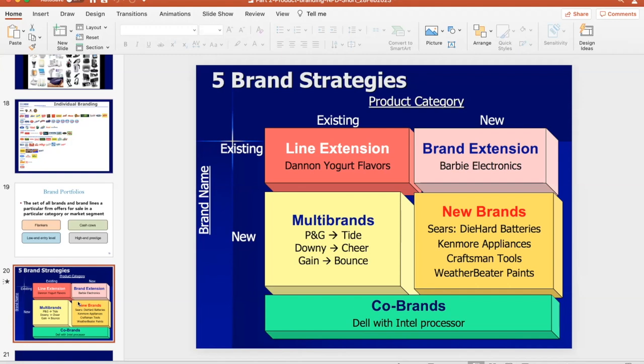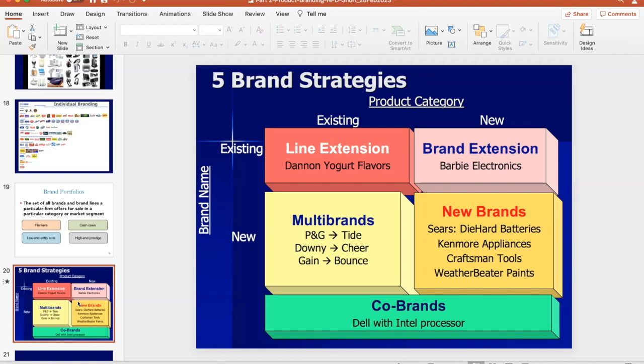So it's like Barbie video games, Barbie dolls, Barbie clothing. And so what you would do is keep the brand, but for different categories of product that you'll be making. Then you will have the existing category with new brands. So you sell the same product, but the only thing you change is the brand.